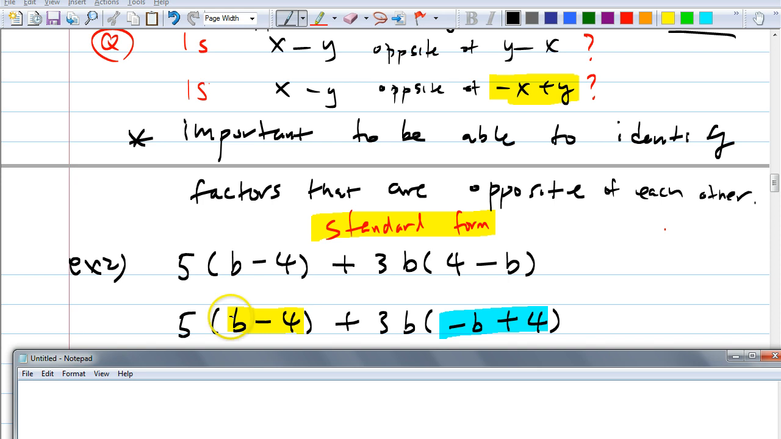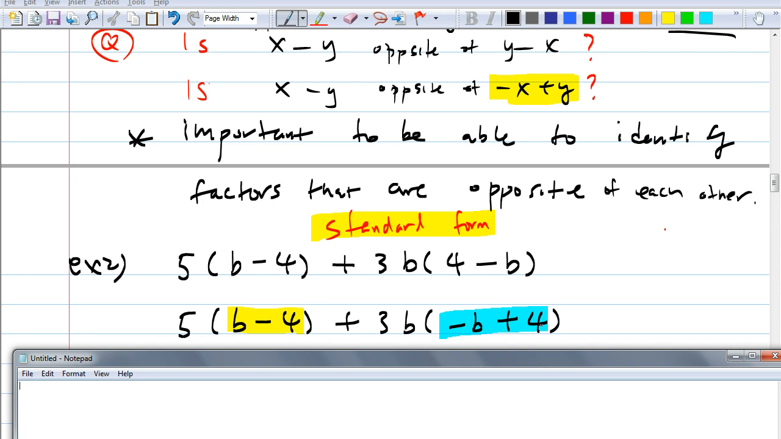And look, I have positive b over here. I have negative b. This is plus negative 4, so this is negative 4. What do I have here? Positive 4. Aren't they opposite of each other? So what can I do so that I could actually see these with a common factor?